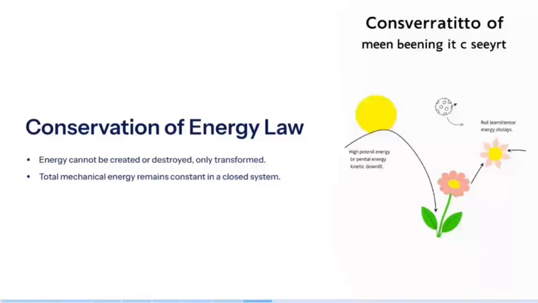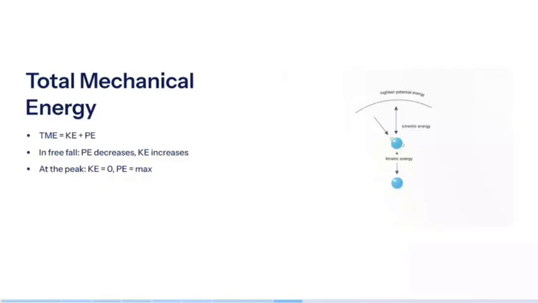So closed system, I was saying something about closed system. I think I was making a mistake. A closed system is one that energy can be exchanged with the surrounding, but matter cannot be exchanged with the surrounding, because we have closed system, open system, and isolated system. But that's not for this level. That's under thermodynamics. So according to the law of conservation of energy, total mechanical energy remains constant in a closed system. So let's move on to the total mechanical energy, because we mentioned it in this law.